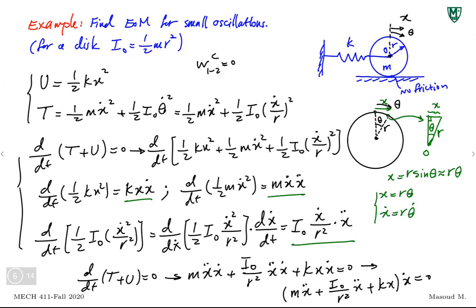So we have this, right? Obviously, I don't care about when x dot is equal to 0 because then there is no motion. I care about what is happening inside this parentheses, and I make that equal to 0. And I can even factor out x double dot from the first two expressions. So that becomes m plus I-O over r squared, times x double dot, plus kx is equal to 0. And here is my equation of motion.